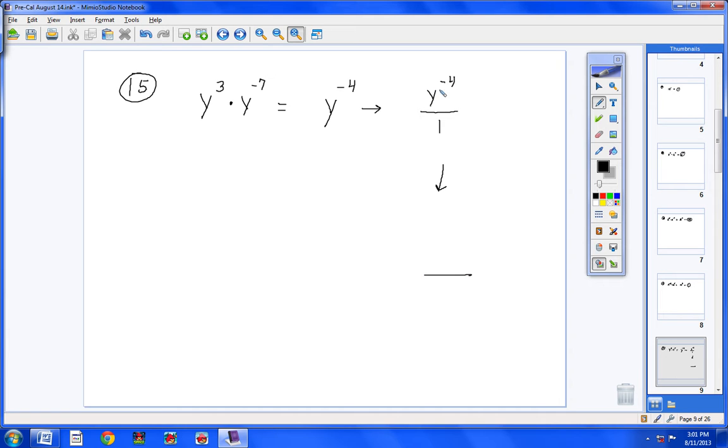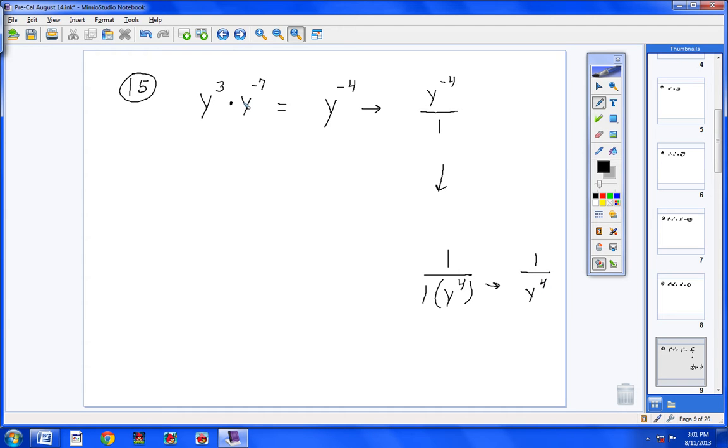I can take this y to the negative 4 and bring it down to the bottom of the fraction so that my negative 4 becomes positive. So I bring the y down to the bottom, my 4 becomes positive. Of course, what was already down here in the bottom, it looks like right here, there was already a 1 in the denominator, so I have a 1. Nothing left up top, so I put a 1. And it looks like to me your final answer is going to be 1 over y to the 4th.